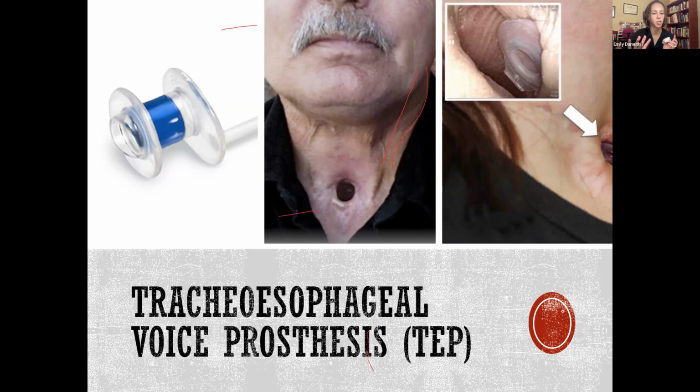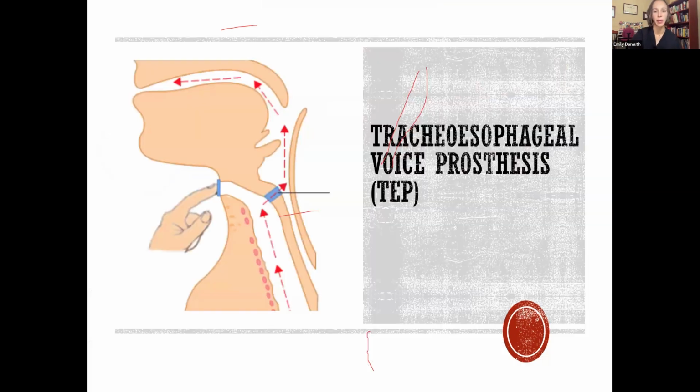TEP in place. We didn't touch that. It didn't get dislodged in the airway. So in general, I think that you don't need to worry about that. This is just another example of how the TEP works. As they exhale, it puts air through the vibrating tissues here. They have a little sort of speaking valve on the outside. All right, so that is the algorithm.